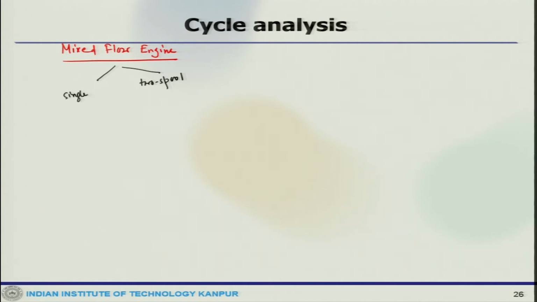The cold air coming out of the fan, for the cold part, is not going to exit but will be mixed somewhere. So, let us look at that. We start with the two spool mixed flow engine, and then the single spool would be much easier. And if you look at the schematic, this would be the schematic of that.